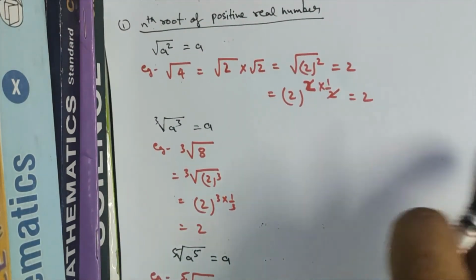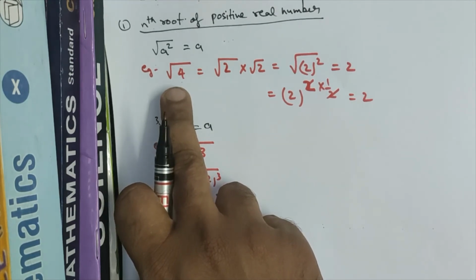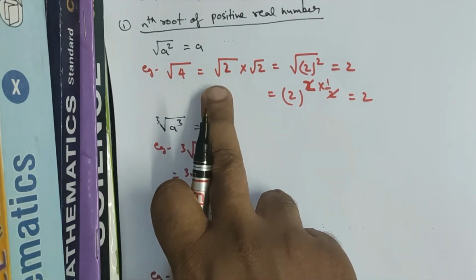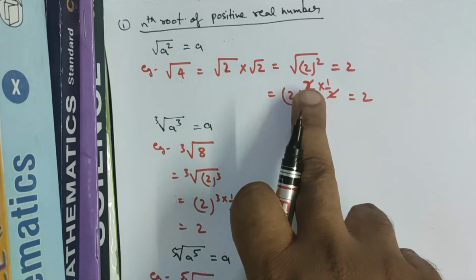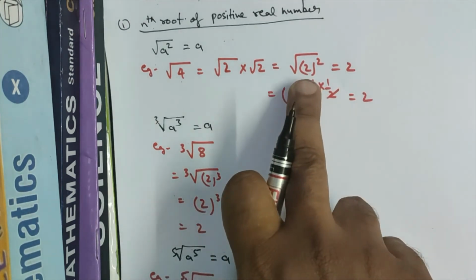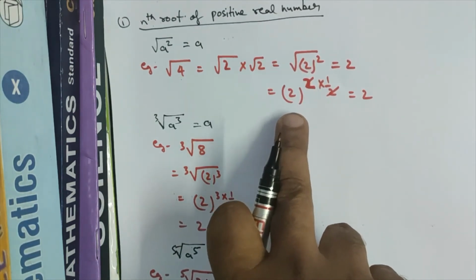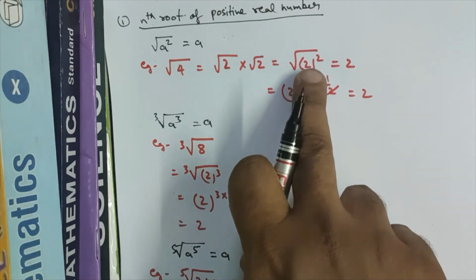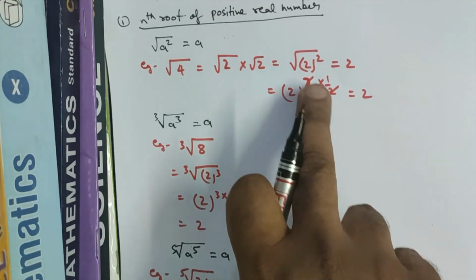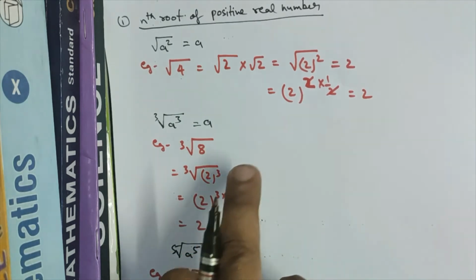So let's take a few examples. Square root of 4. 4 is the perfect square of 2, so it will be equal to 2. Root of 4 can be written as root of 2 into root of 2, or it can also be written as square root of 2 square, and square root means raised to the power 1 by 2, so it can be written as 2 raised to the power 2, multiplied by 1 upon 2. In place of square root we write the power 1 by 2. So this 2 and this 2 cancel out, and we get the answer 2.